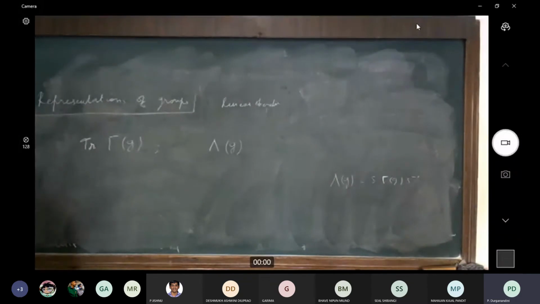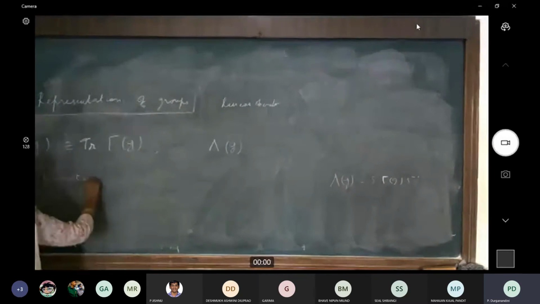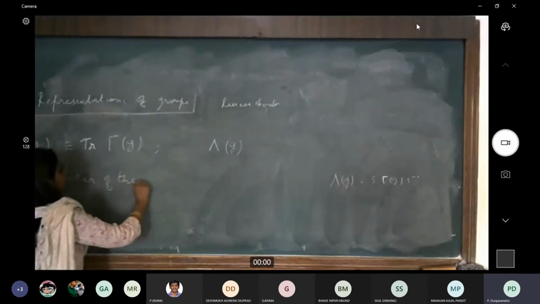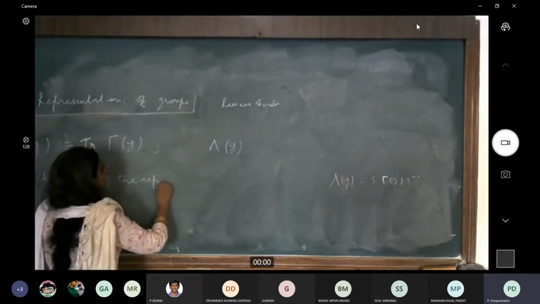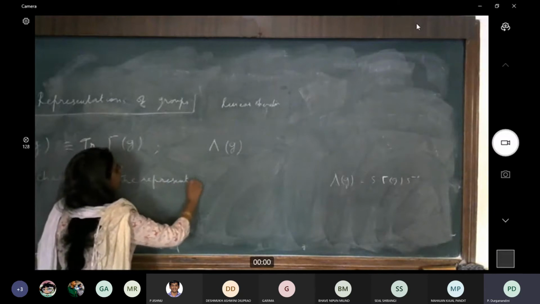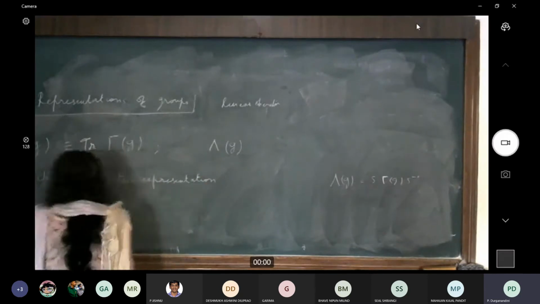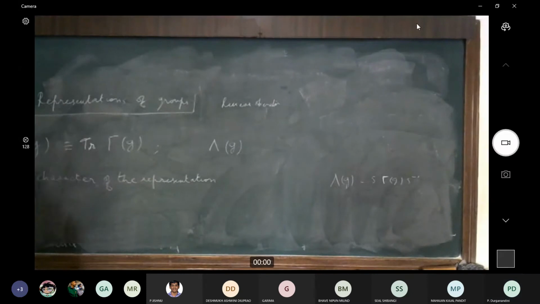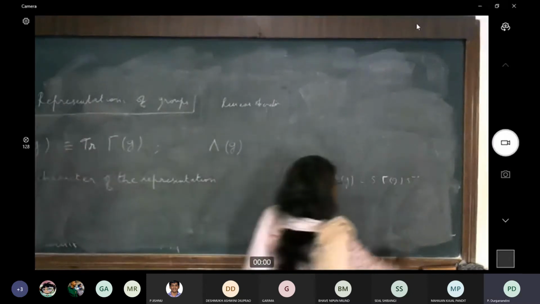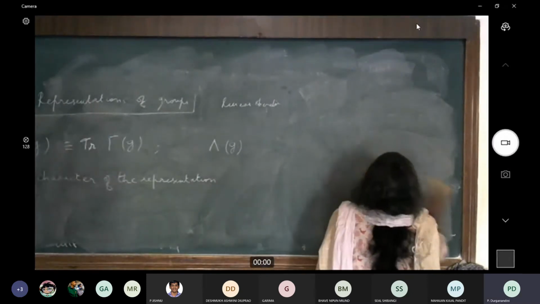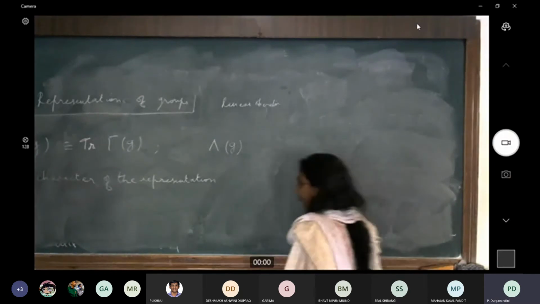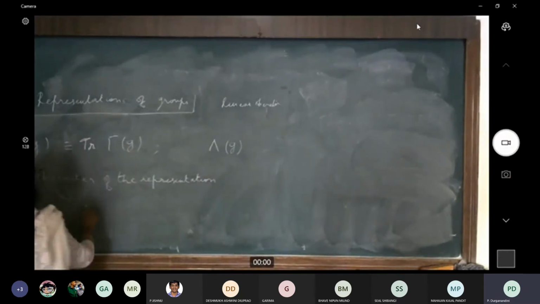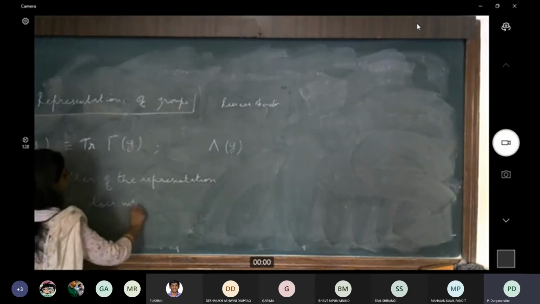So we are going to now give a special name to this quantity. This is called the character of the representation. And what you know now is that the character remains the same for all equivalent representations, or the character does not change under a similarity transformation.